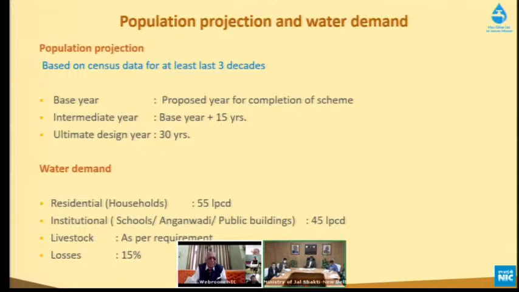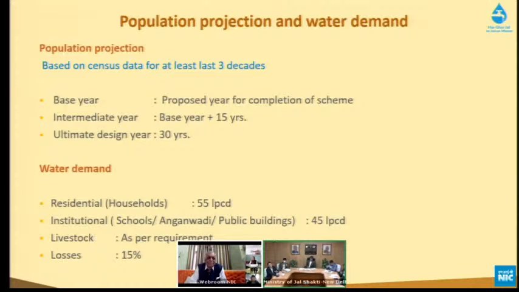When we do the calculation, always calculate the population for the base year, which is the time the project will be completed, at the same time for an intermediate year of 15 years, and for the ultimate design year. Now, why do we need 15 years? A lot of people ask why we are designing a system for 30 years, so why go for 15 years? We design population for 15 years because certain components, like pumps and electromechanical equipment, have a design life of only 15 years. Unless we know the population and demand, how are we going to design that?